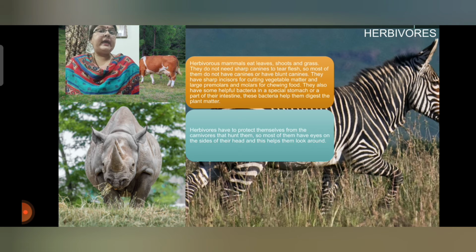They also have some helpful bacteria in their special stomach or in their intestine which help them to digest plant matter. And herbivores have to protect themselves from carnivores, which hurt them. So most of them have eyes on their sides. That is why they can see around in a better way.